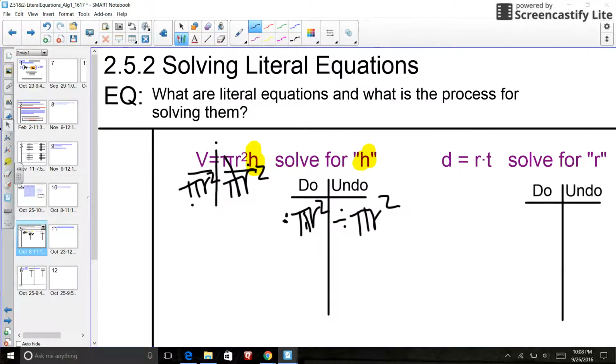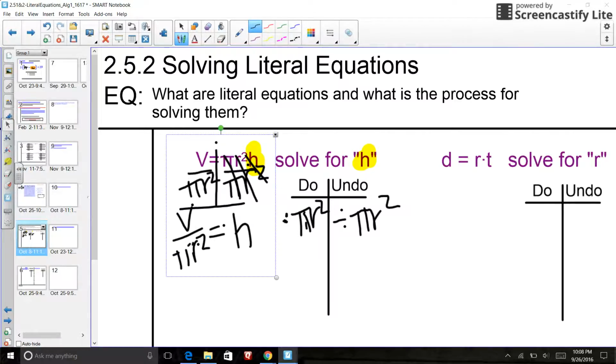And so look, the pi cancels, the r squared cancels out. So I'm just left with h equals the volume divided by pi r squared. And that was my whole goal right there, to get h by itself. So number one, done, check.